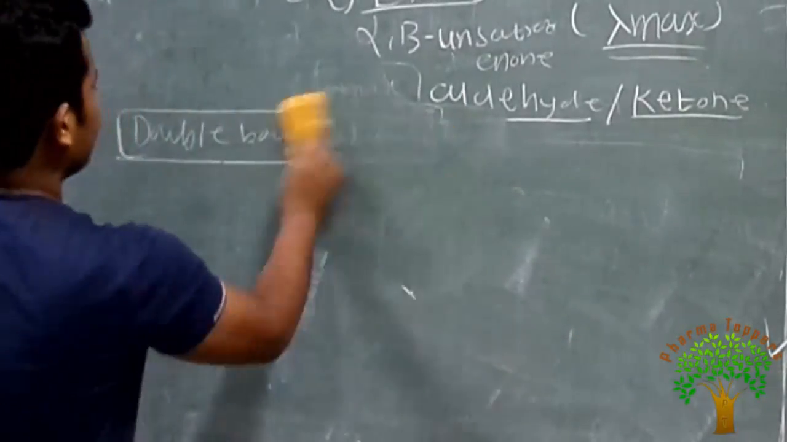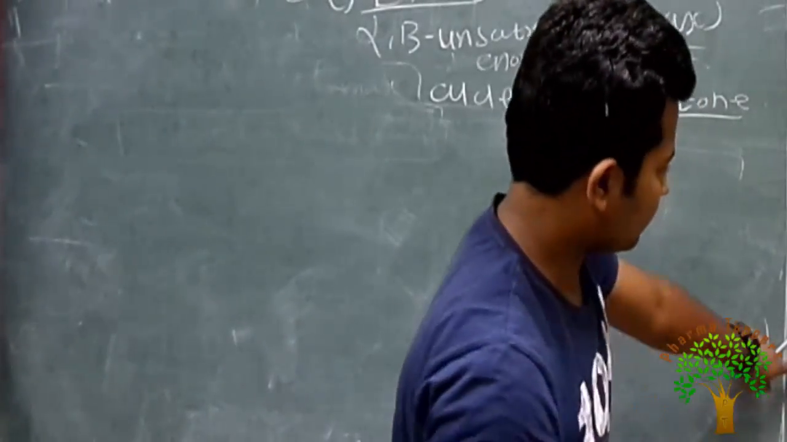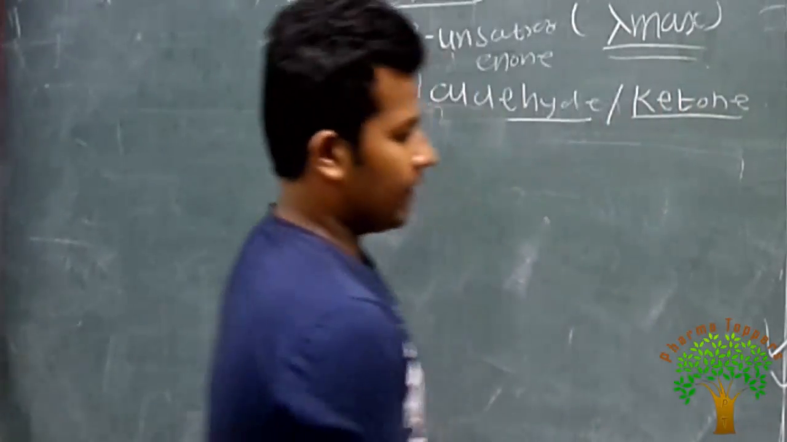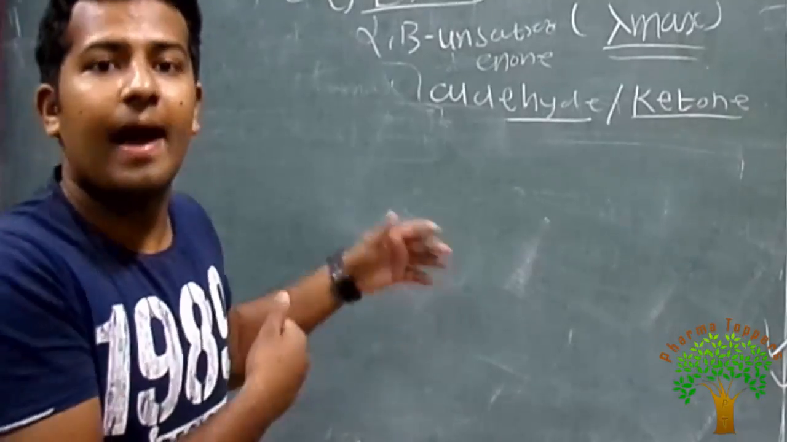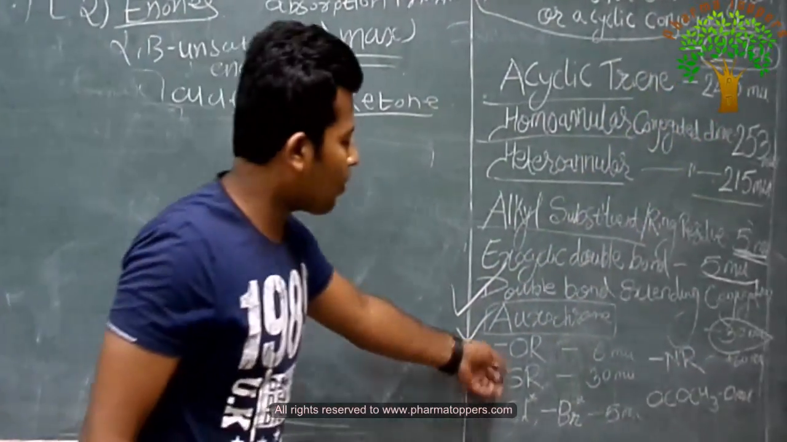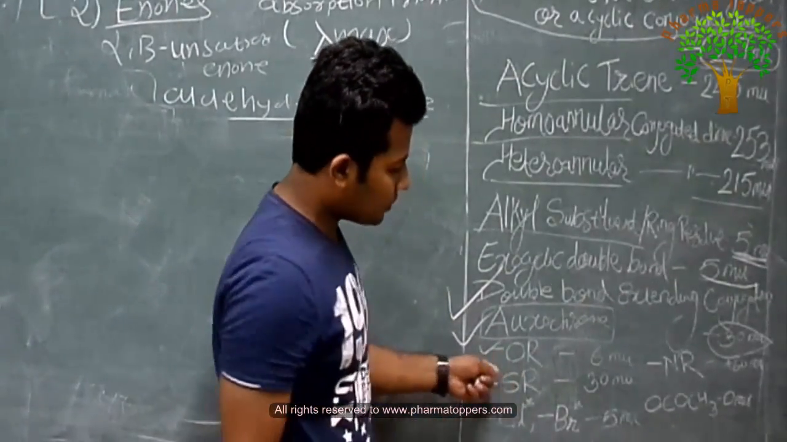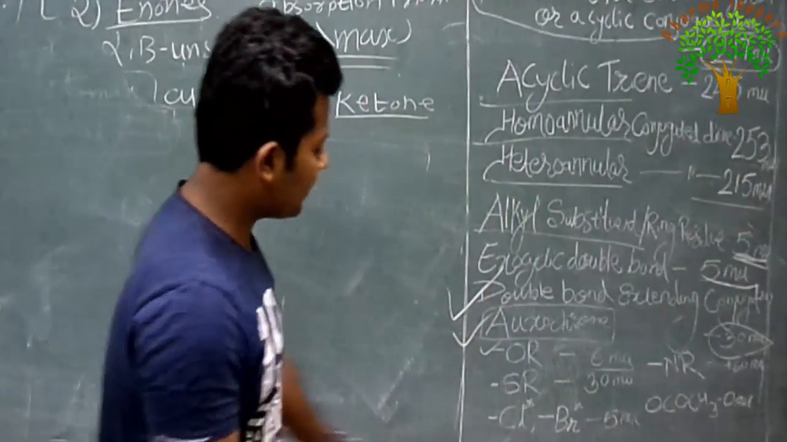Now, I think this is clear. So the next is auxochromes. Auxochromes means any functional group that increases the lambda max and epsilon max also. It's a functional group like OR, which, you already know, is the alkoxy group. For the alkoxy group, there is an increase of 6 nanometer.